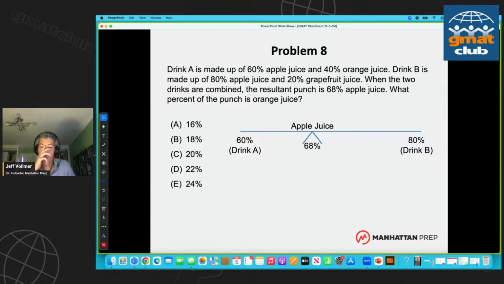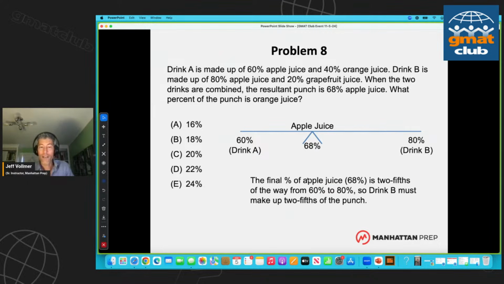So let's get back to seeing how far the 68% sits from 60 and 80, or how far along the way from 60 to 80 the 68% occurs. One way we can say this is, there's a gap of 20% here, and this sits 8 along the way into that 20. So 8 out of 20 is 2/5. It's 2/5 of the way to 80, right? The final percent of apple juice, 2/5 of the way from 60 to 80.